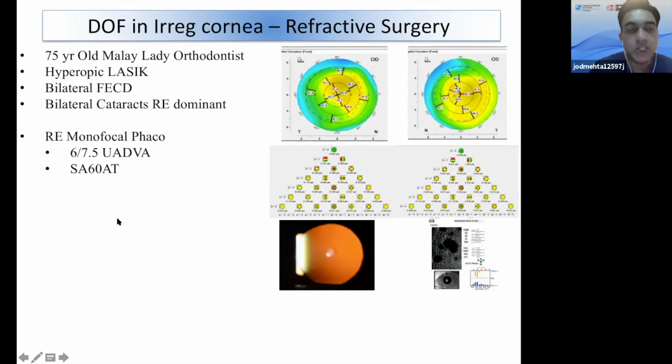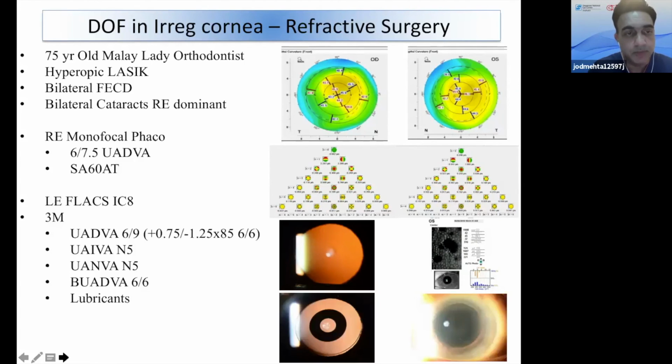So the right eye, she had a monofocal lens put in. I used an SA60, so a spherical lens, to reduce some of this high minus spherical aberration. The left eye, she had an IC8 put in, basically after we'd done the monofocal, and 3 months post-op, you can see she's got pretty reasonable visual acuity, so 6.9.